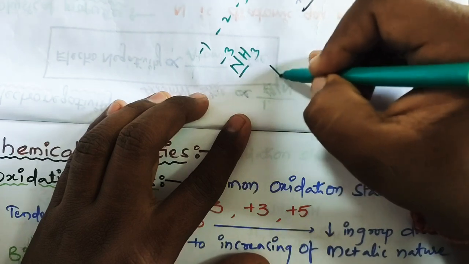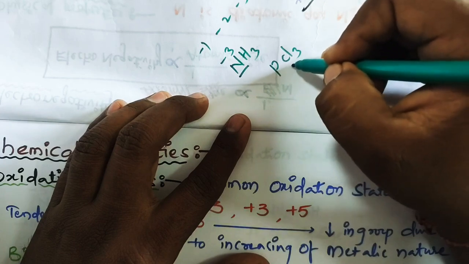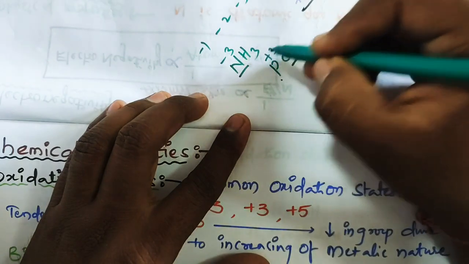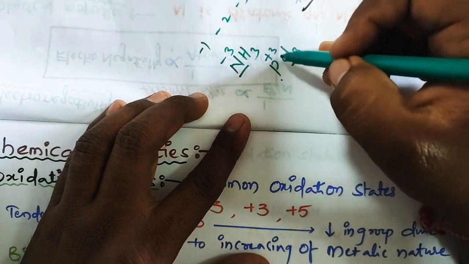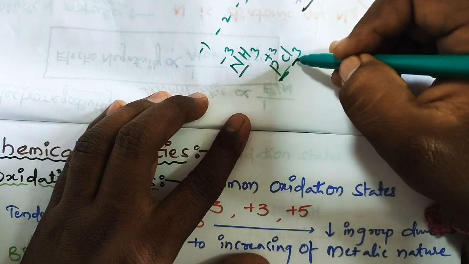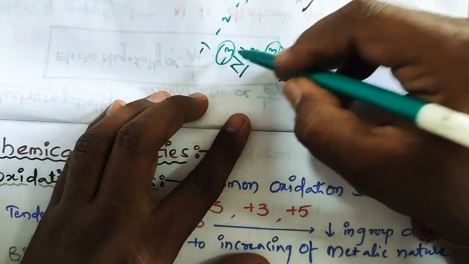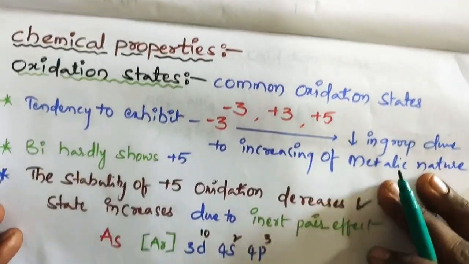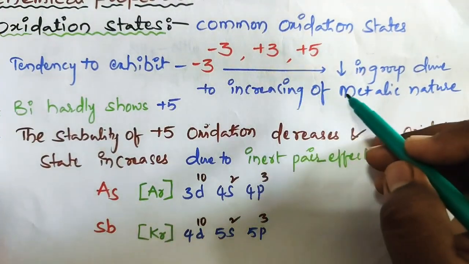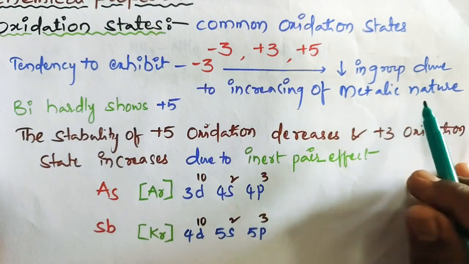And PCl3. In that, chlorine is more electronegative than phosphorus. So the phosphorus shows the +3 oxidation state. That means the electrons lost by the phosphorus are gained by the chlorine atoms. So that is the reason we indicate minus and plus, -3, +3. So the tendency of these 15th group elements to exhibit the -3 oxidation state decreases in groups due to increasing metallic nature.